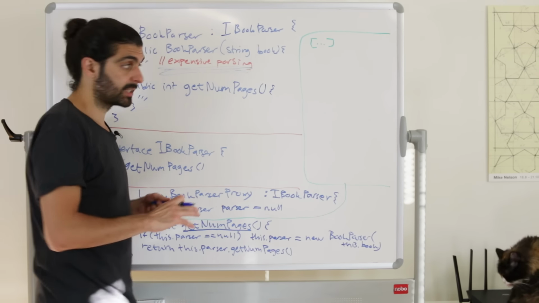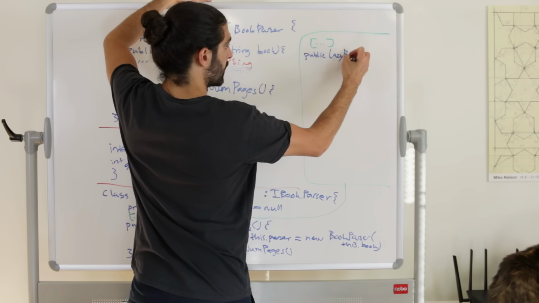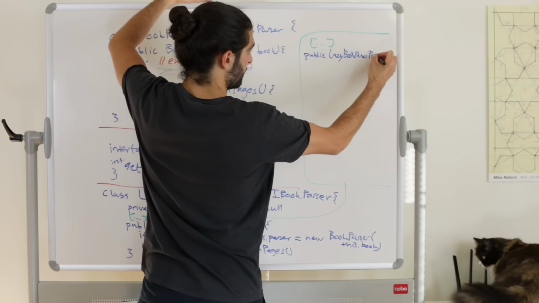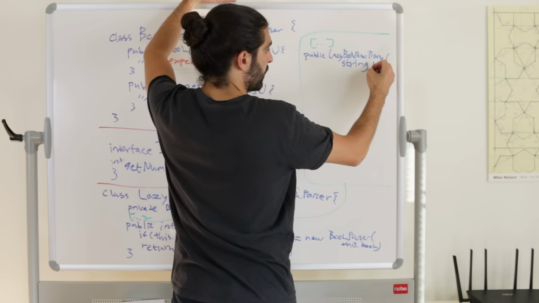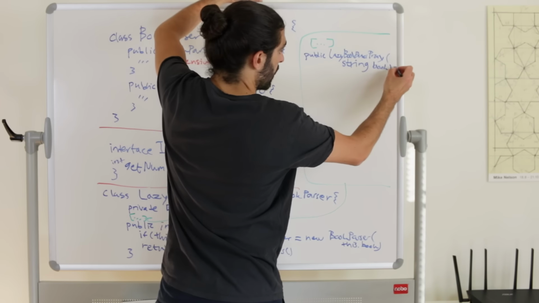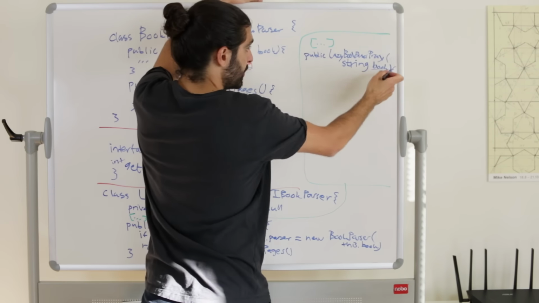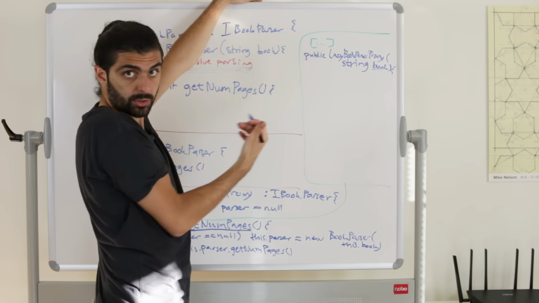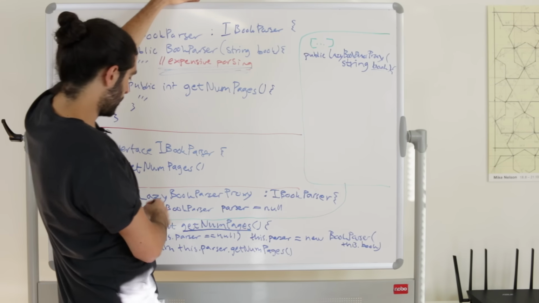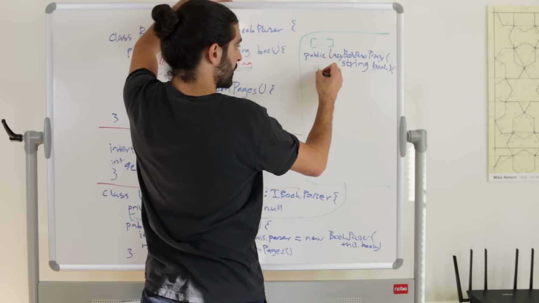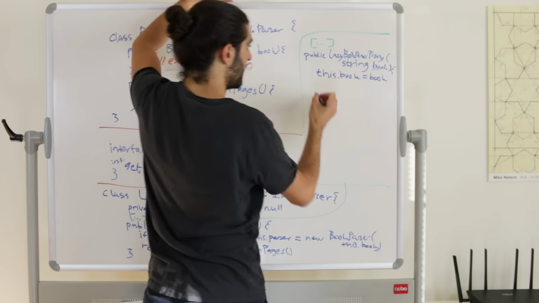So what would the constructor look like? The constructor would look like this. We would say public LazyBookParserProxy, and this constructor takes an argument which is of type string, and we'll call it book. And then we'll open that constructor. And then what does the constructor do? Well, the constructor simply takes this book variable that's passed in as an argument to the constructor and assigns it to an instance variable, which we didn't declare here, but let's assume that we have it. We'll say this.book equals the book. And then I'll close the constructor.